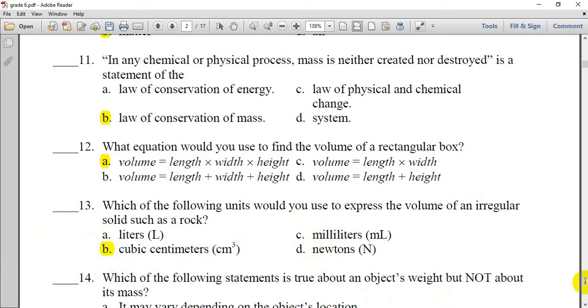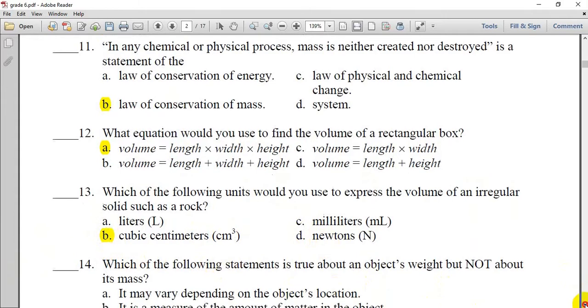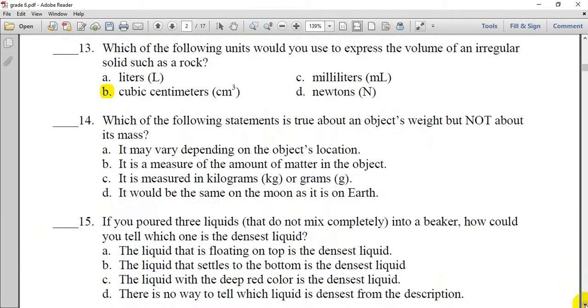Next question 14. Which of the following statements is true about an object's weight but not true about mass? So we need to find out something which is true about weight but not true about mass.